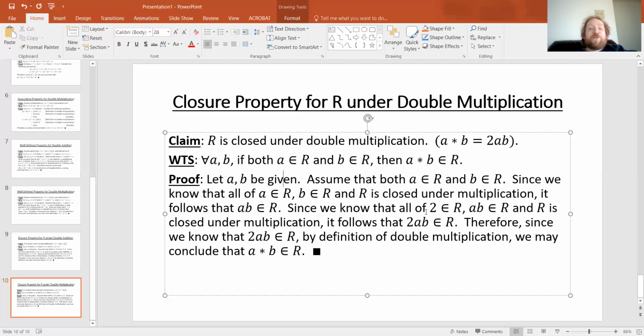Since we know that 2 is in R, AB is in R, and R is closed under multiplication, it follows that 2AB is in R. Therefore, since we know that 2AB is in R, by definition of double multiplication, we may conclude that A star B is in R. Because, of course, double multiplication is A star B equals 2AB.